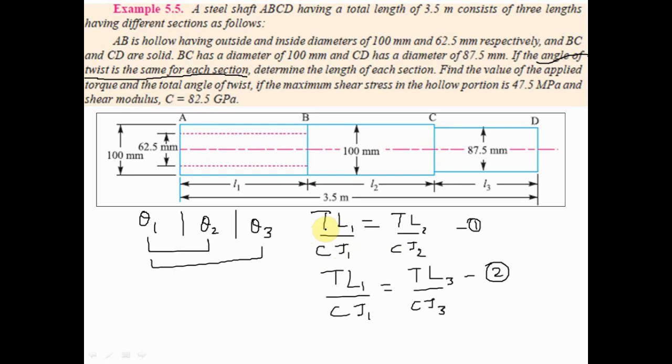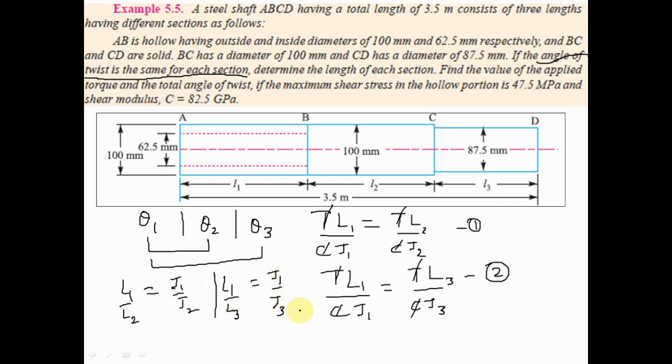So the torque T and the modulus of rigidity C are the same for both equations. So from the first equation we can cancel out and get L1 by L2 equal to J1 by J2, and similarly from equation 2 we get L1 by L3 equal to J1 by J3. In other words, L1 by L2 equals J1 by J2, and L1 by L3 equals J1 by J3.